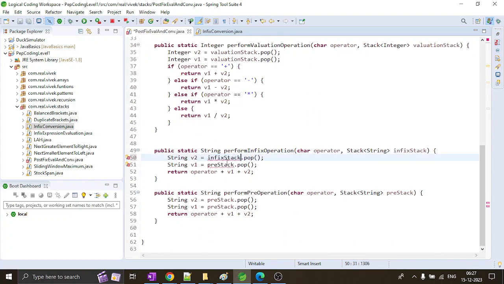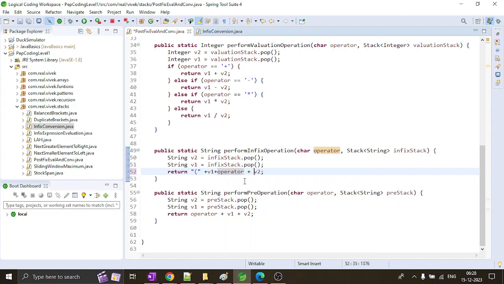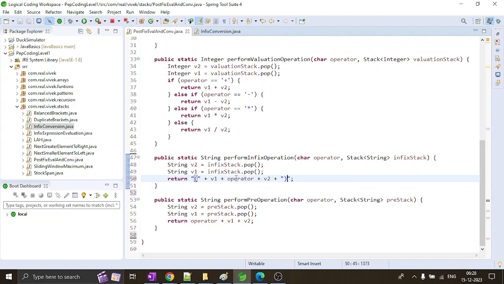And we pop the elements and then we have v1. We have to have those brackets as well. So we have the opening bracket, v1, operator, v2, then we'll have the closing bracket as well. And for the perform pre operation, we already have operator v1 v2.